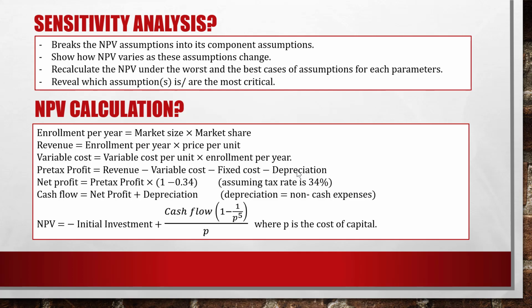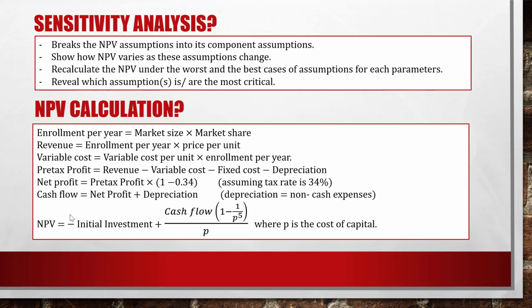The net profit is the pretax profit times 1 minus the tax rate. The reason for this is that we assume the tax rate is 34%. So pretax profit times 0.34 is the tax. We take the pretax profit, subtract tax to get the net profit, right? So it should be pretax profit times 1 minus 0.34. The cash flow is net profit plus depreciation, because depreciation is a non-cash expense.